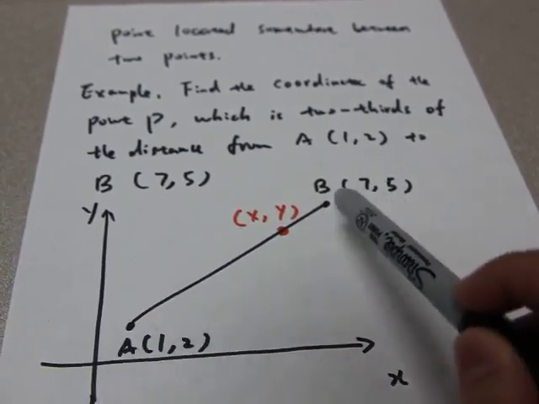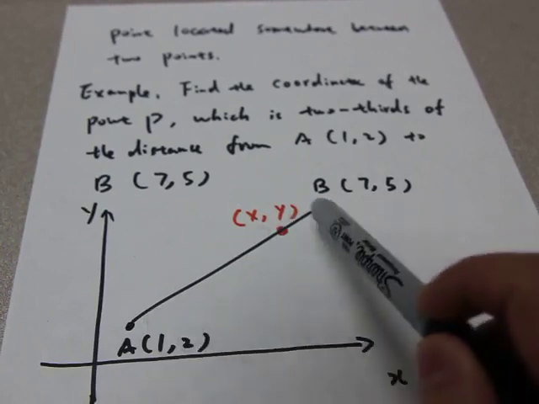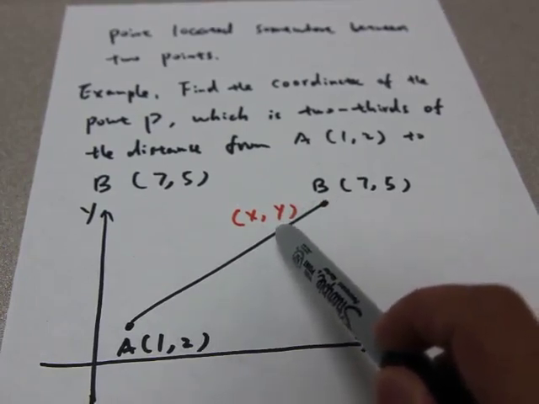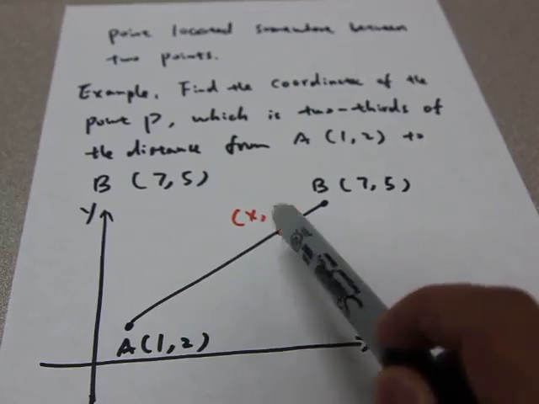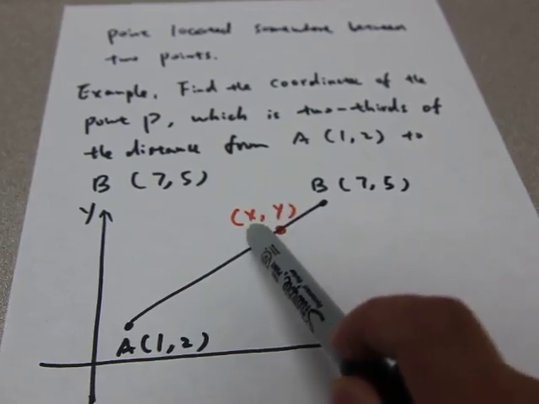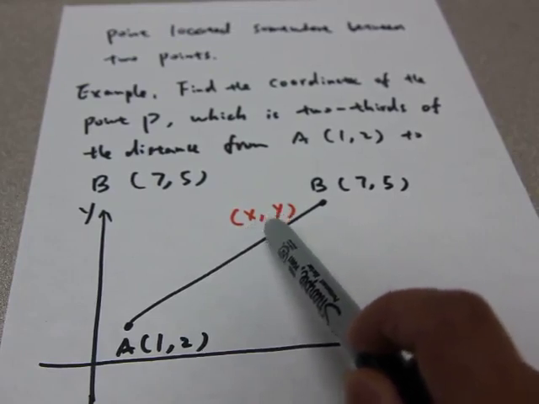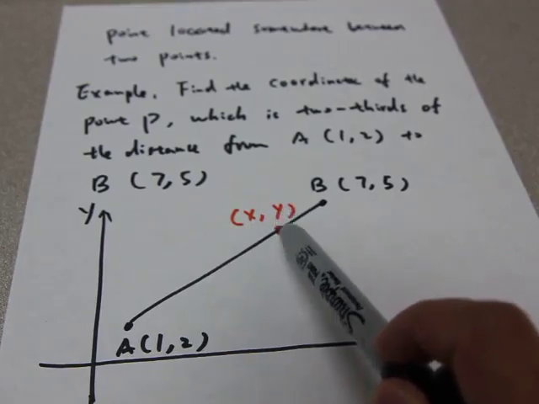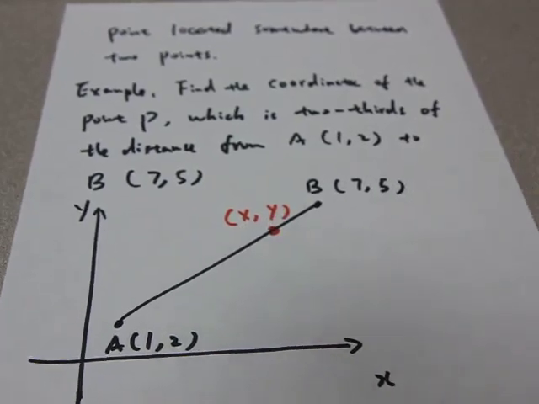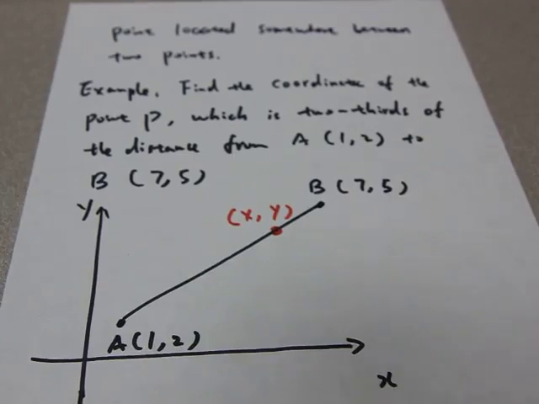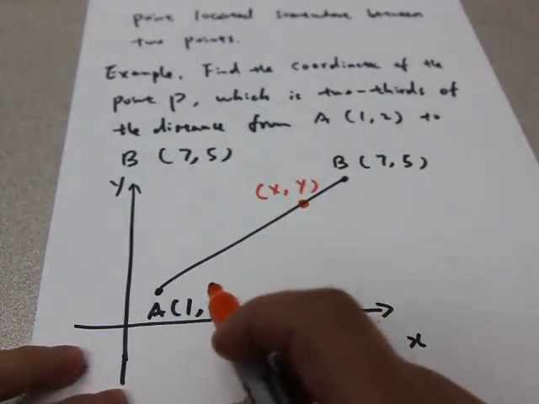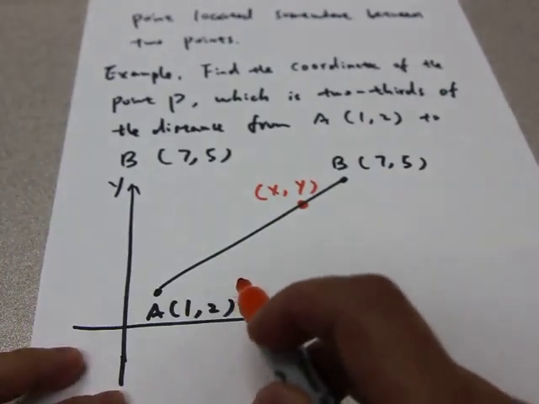This is A and this is B, and between A and B there is a point. So to find this point, we need to find its x coordinate and also its y coordinate. So this problem is similar to the problem we did on the number 9. Now to solve this problem, first we need to construct a right triangle.